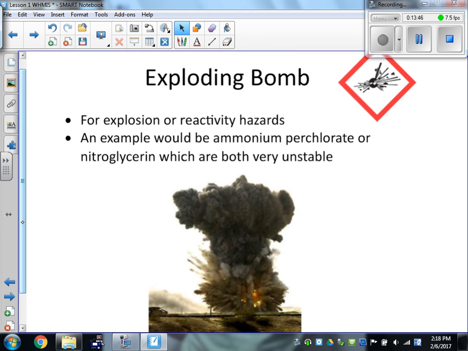Exploding bomb, everyone loves this one. Kablammy. For explosion or reactivity hazards, an example would be ammonium perchlorate or nitroglycerin, which are both very unstable.